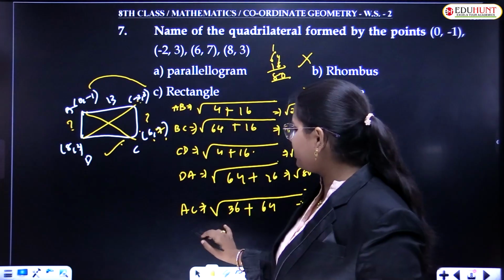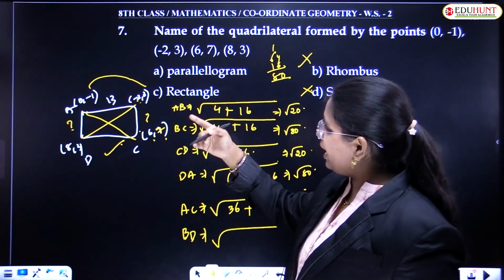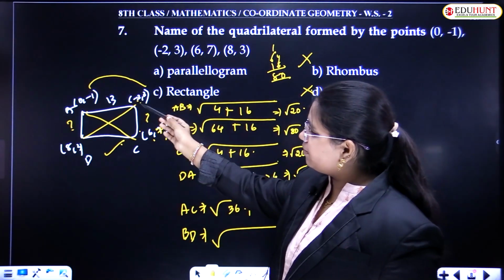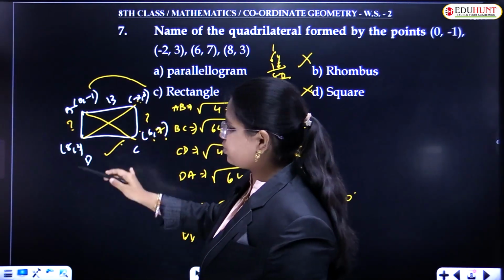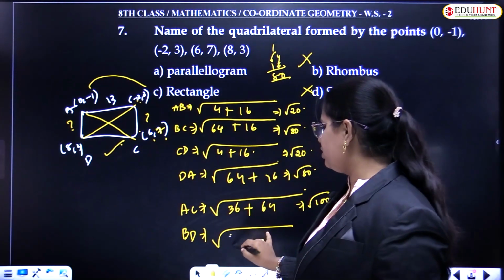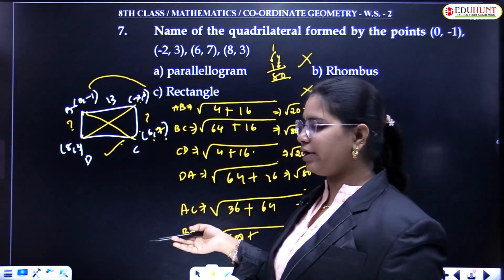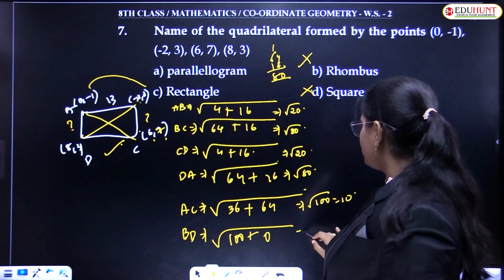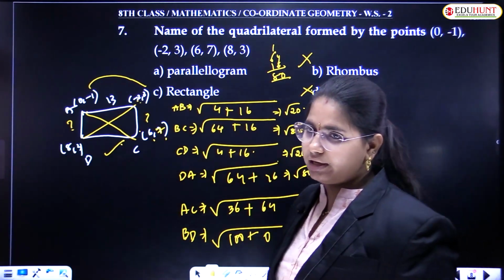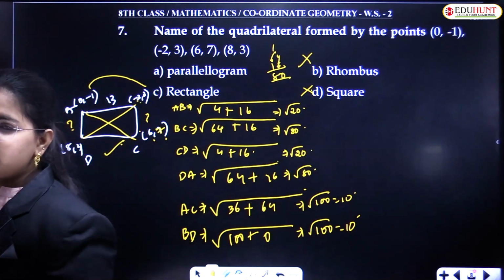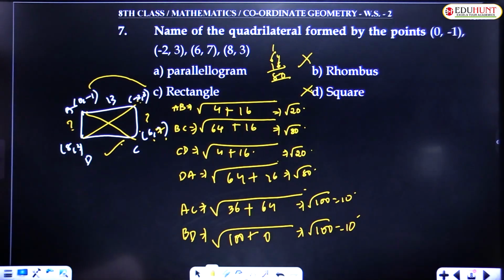So we are left with BD. What is BD? B and D: x2 minus x1, 8 minus of minus 2, 8 plus 2 is 10, square is 100, plus 3 minus 3 is 0. So root 100 I got, and again we got 10. So just observe all the length values and tell me what type of figure. Make it fast. Tell me.